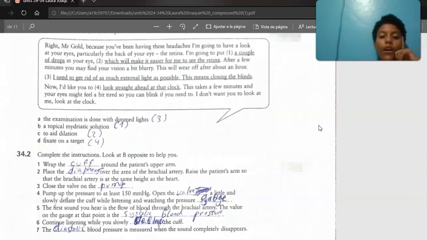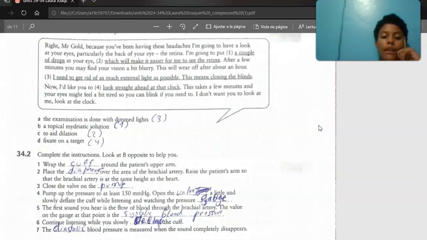I need to get rid of as much external light as possible. This means closing the blinds. Now I'd like you to look straight ahead at that clock. This takes a few minutes and your eyes might feel a bit tired, so you can blink if you need to. I don't want you to look at me, look at the clock.